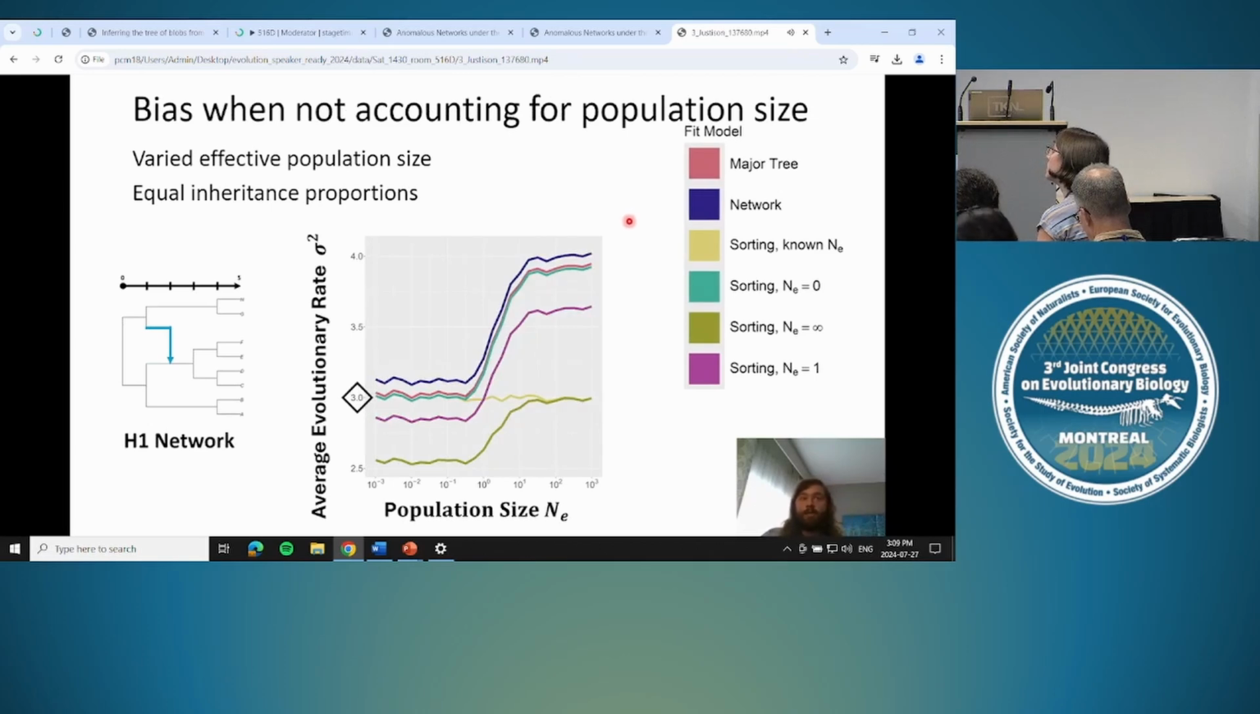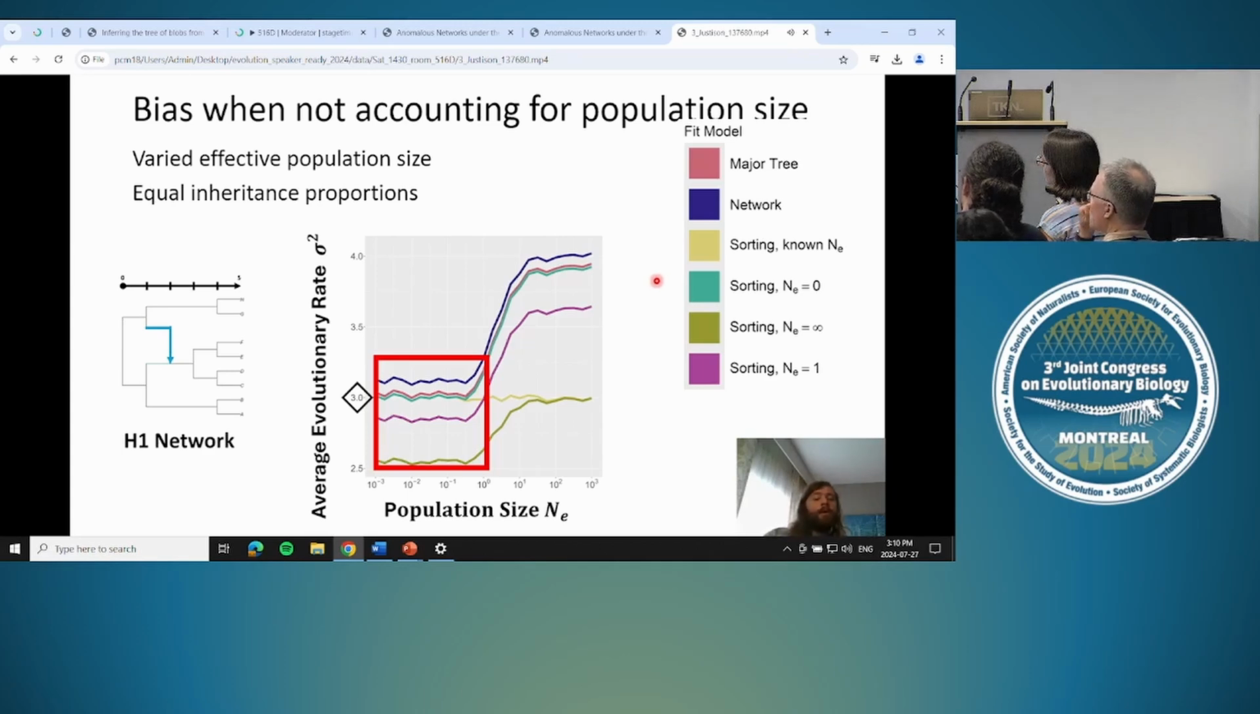So the two models that don't even consider effective population size are the network model and the tree model, and they always tended to overestimate the evolutionary rate. However, their estimates became much more biased when the population size was large. Additionally, when we assume a relatively large population size when the true population size is small, that led to biases, as well as assuming a really small population size when the true population size was large also led to biases in our estimates of evolutionary rate.